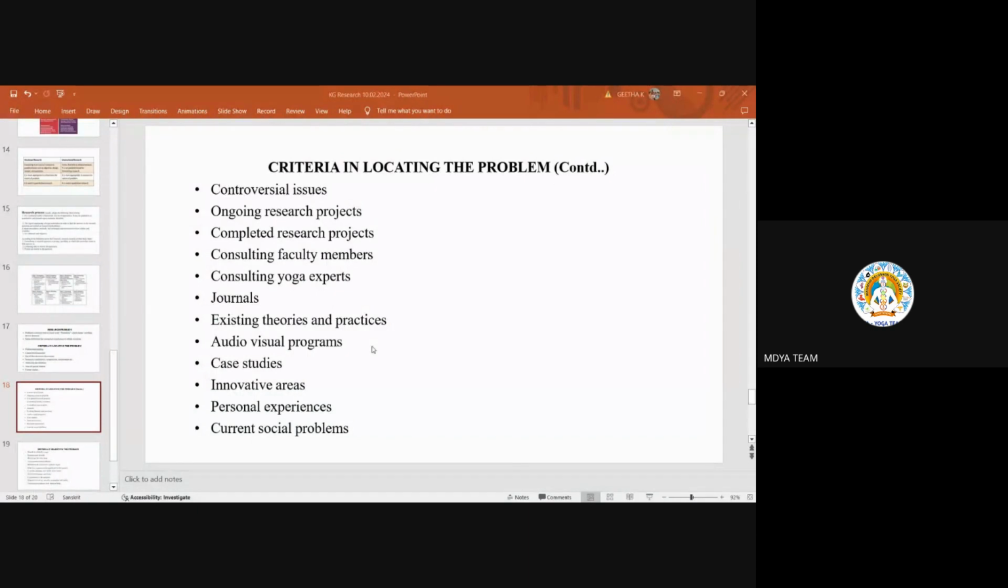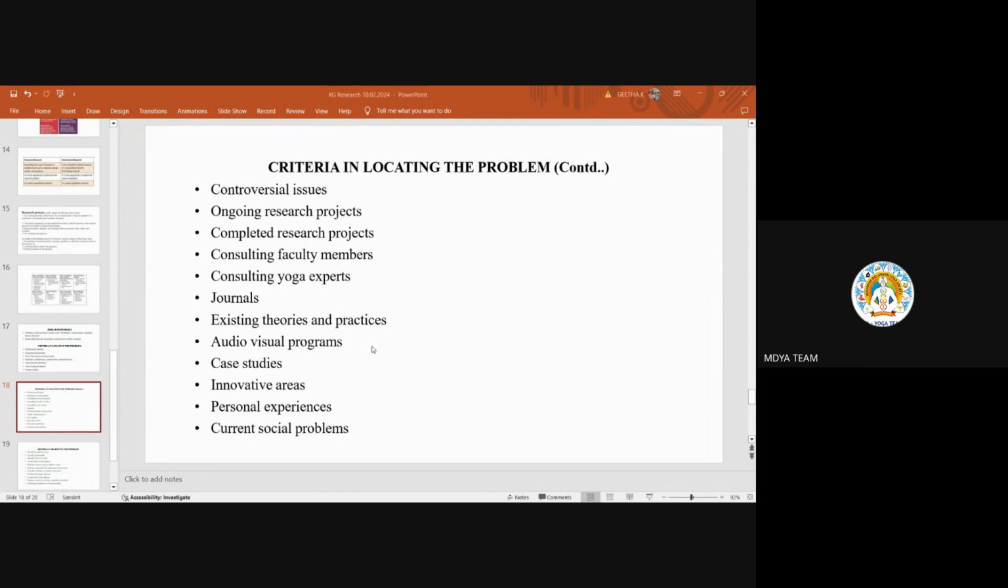And then again, completed research projects. Similarly in the research institutes, you can see what projects have already been completed. From this, you can see their suggestions for further research. That is very much important. If you see their suggestions, from there itself, you can identify some problem and you can start doing your own research. And then an important thing, consulting our faculty members.